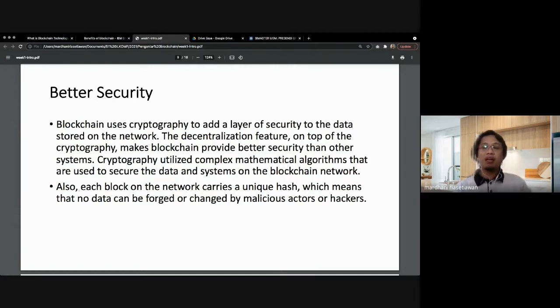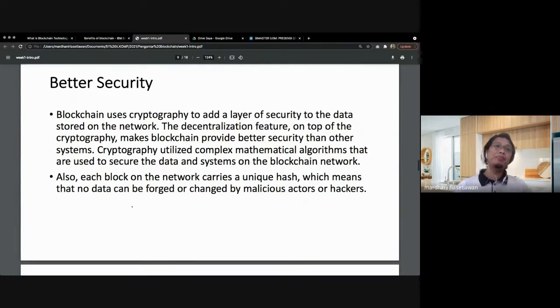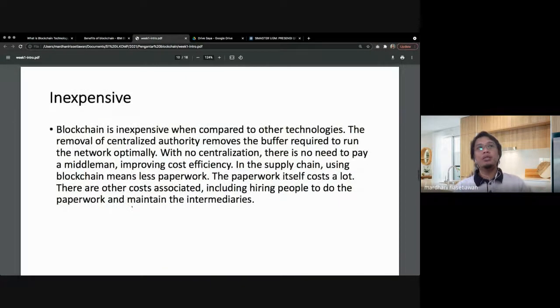For example, each block on the blockchain network carries a unique hash, which means that no data can be forged or changed by malicious actors or hackers. So that will be the next one actually. It's because every block has a unique hash. So that is also the algorithm that we use on the blockchain. And this actually is inexpensive compared to other technology, of course.